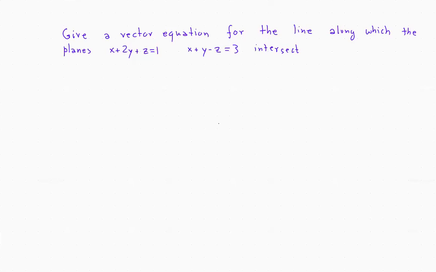So let's take a look at this problem. We want to find a vector equation for the intersection of two planes. And pretty much the picture that we should have in mind is something like this. So you have your two planes, and this is their intersection. It's a straight line, it extends indefinitely, and you would like to find a vector equation for it.